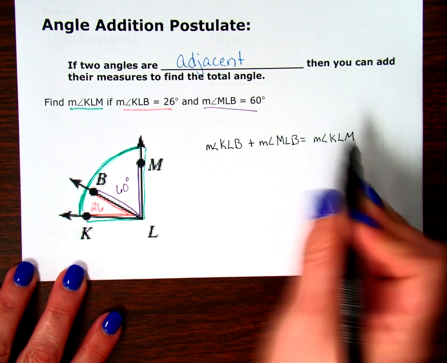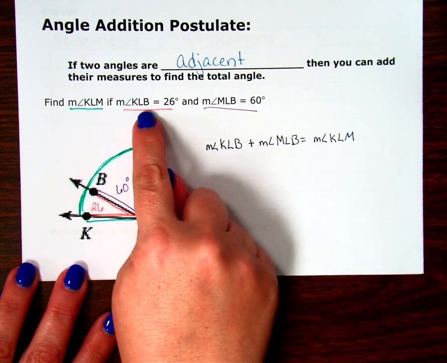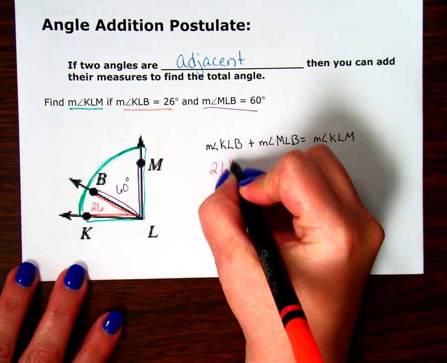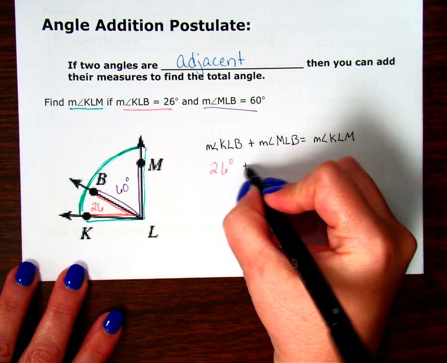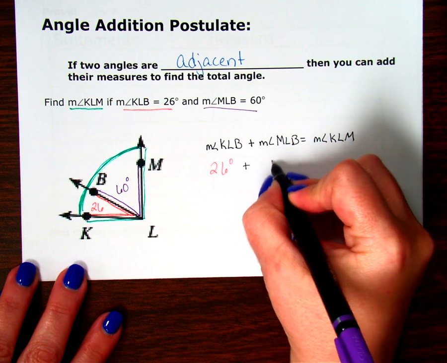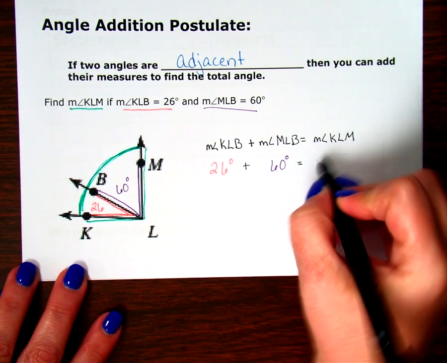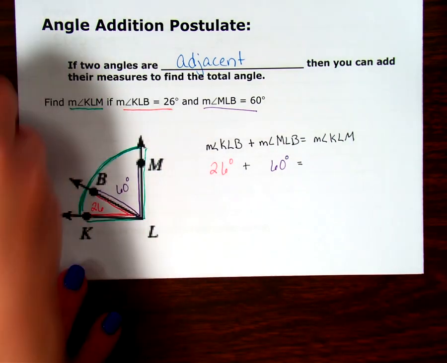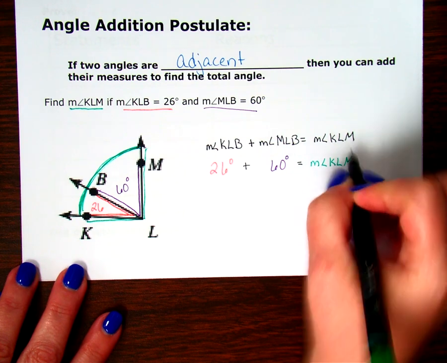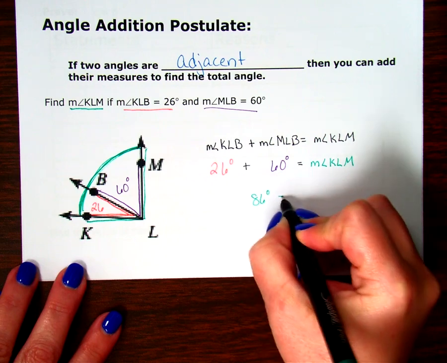Okay, so then I just fill it in. KLB is the orange angle, 26, plus MLB. MLB is the purple angle, 60. Together, that's going to equal the measure of angle KLM, my green angle. So then I just need to combine my like terms, and I can see that 86 degrees is the measure of angle KLM.